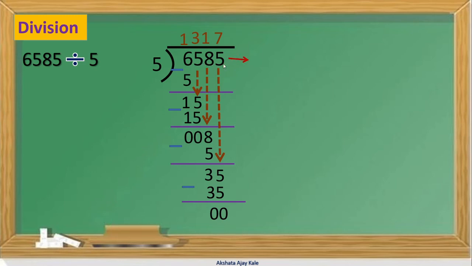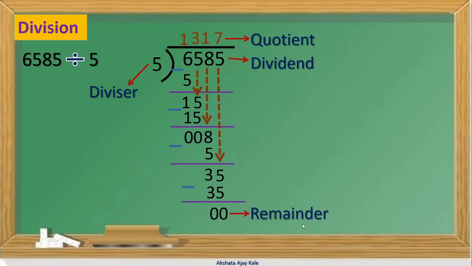6,585. The number which we divided, that is called the dividend. Okay? The number we use to divide the given number, that is called the divisor. 5 is the divisor. Okay? And here 1,370, that is nothing but the quotient. That is the answer. Right? Quotient. And whatever remained here, that is the remainder. Remember these words: remainder, dividend, quotient, and divisor.